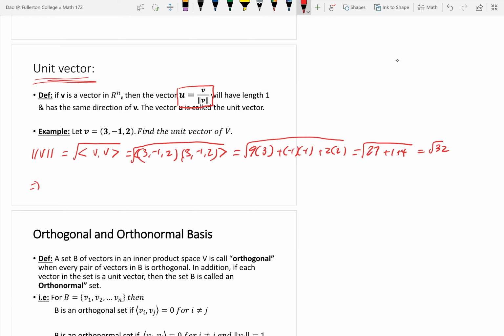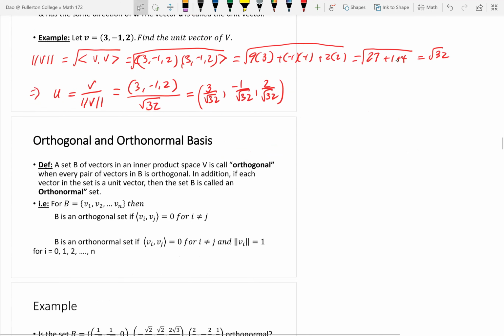Therefore the unit vector, which is v divided by the magnitude of v, equals 3, -1, and 2 divided by the radical of the magnitude. This gives us 3 over the radical, comma, -1 over the radical, and 2 over the radical, just like that. So why is that important?